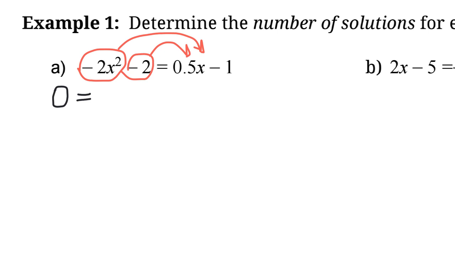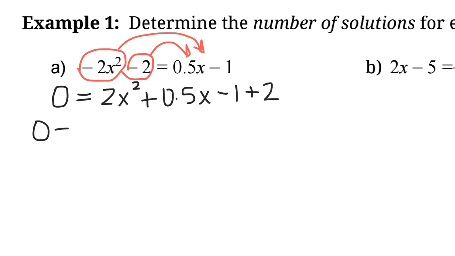So if I move those things over and keep it in the proper order, I would end up with positive 2x squared plus 0.5x. I still have this minus 1, I didn't touch that. But then the negative 2 that I moved over is going to become a positive 2. So if I collect any like terms, this is going to simplify to 2x squared plus 0.5x plus 1.